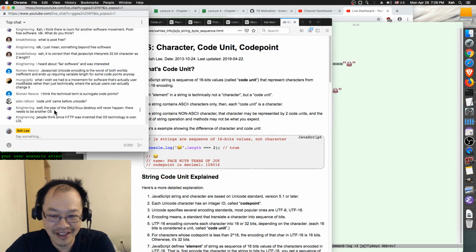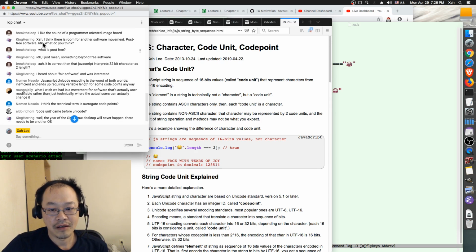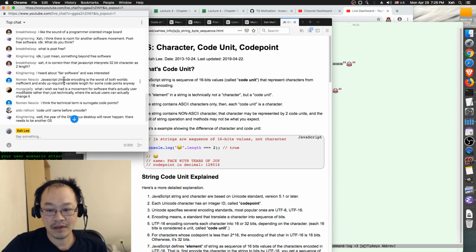Let me read the comments a little bit and answer the questions. JavaScript's Unicode encoding is the worst of both worlds.